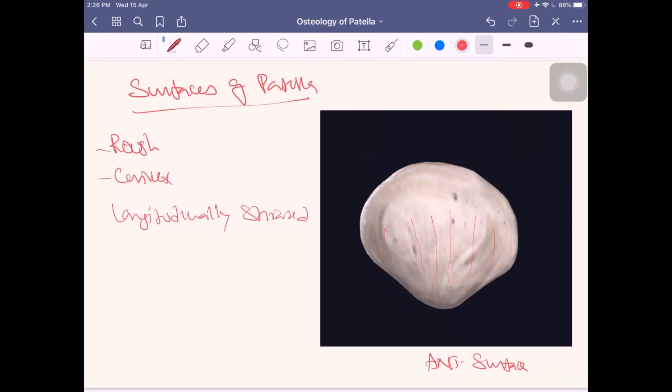And very importantly, you can feel it. You can just touch your patella and see. Extend your knee and touch the patella, you can feel the anterior surface. So thereby it is just beneath the skin, so you can call this subcutaneous. And if this is your skin and this is your anterior surface of the patella, in between them you got a bursa. So there is a bursa between the skin and the anterior surface of patella.